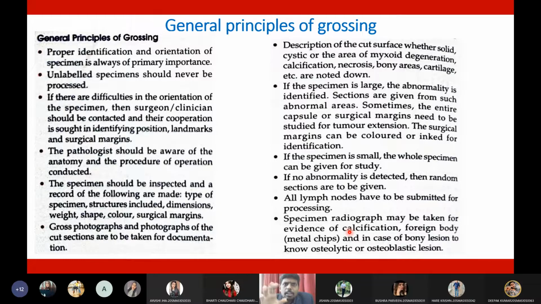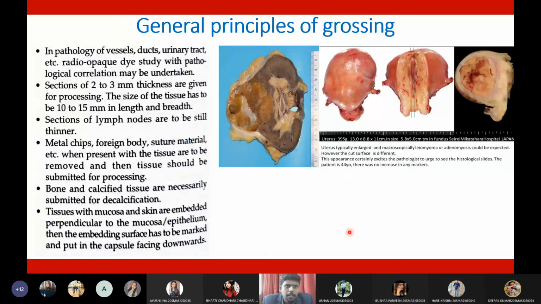So these are some general principles for the grossing technician. Also, by taking an X-ray, we can identify any foreign bodies present in the specimen, like metal chips, sutures, or anything else. So these are the principles of grossing.